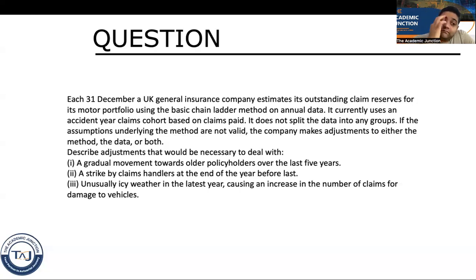Okay. Yeah. So, gone through the question. So what are the adjustments? You've been given a basic chain ladder approach, right? And now you've been given scenarios that happen. So let's take one by one. Gradual movement towards older policyholders over the past 5 years. So what are the adjustments? What would you expect to see? And then what adjustments would you make in the triangles because of that?